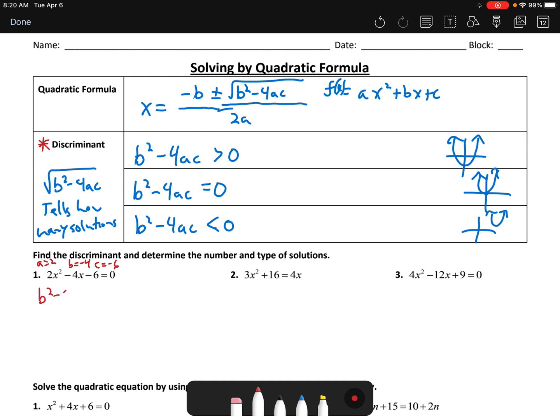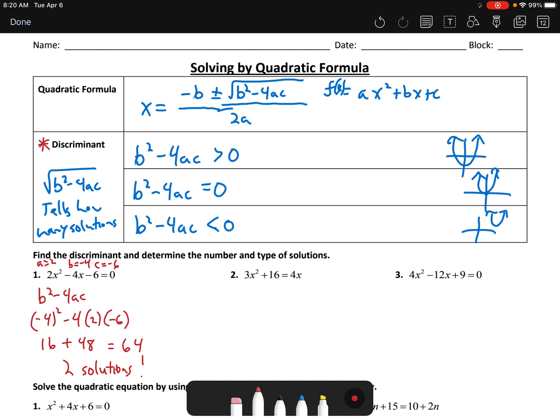Okay, so that's b squared minus 4ac. That's negative 4 quantity squared minus 4 times 2 times negative 6. Now you can take a calculator or see that that's going to be, what, 48? 16 plus 48, which is 64. Hey, that's positive. 2 solutions.